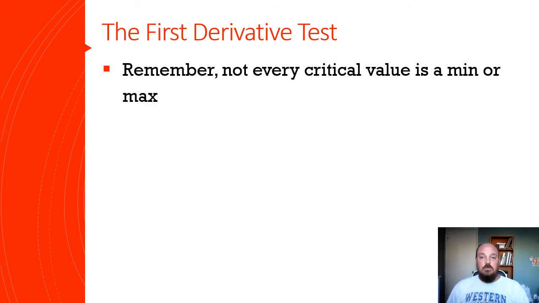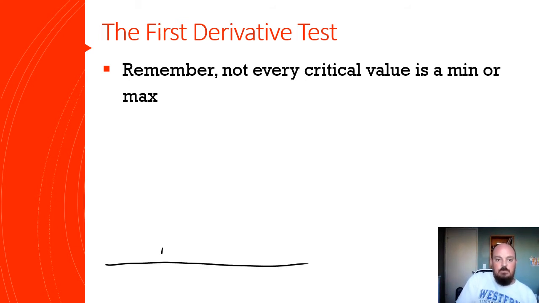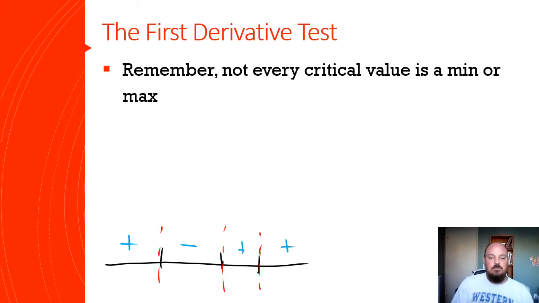Now, just as a reminder, not every critical value is a minimum or a maximum. Sometimes you have some that are neither. And if I go back to that picture I had, I'll draw a quick sketch of it. We had something kind of like this. We had 3 critical values. I'll just put them in like this. And when I did my little pretend test, it went plus, minus, plus, plus.